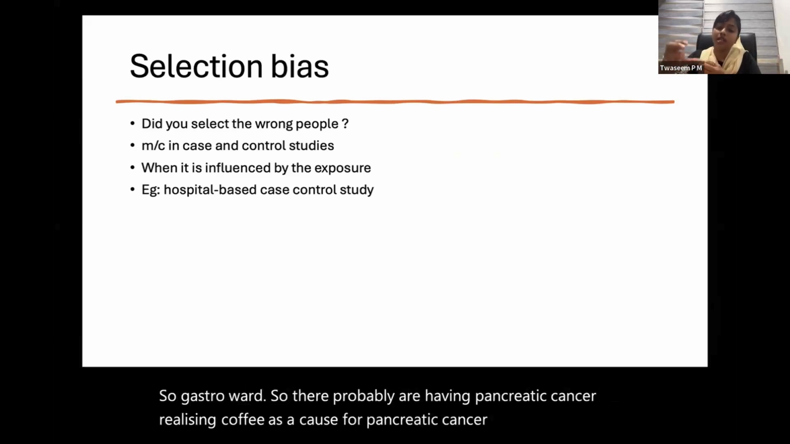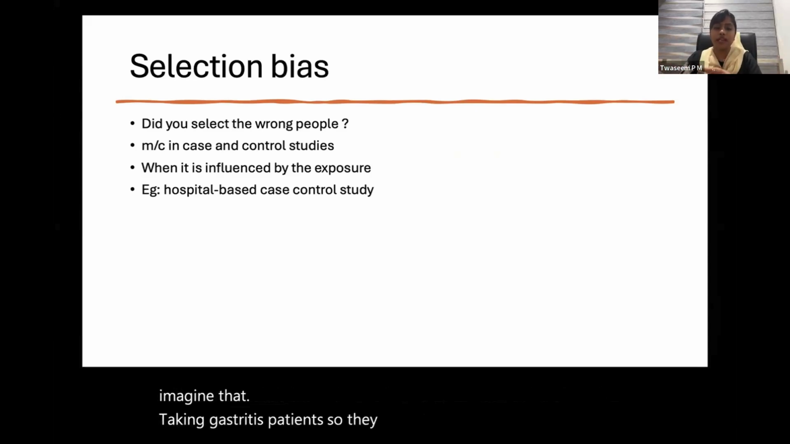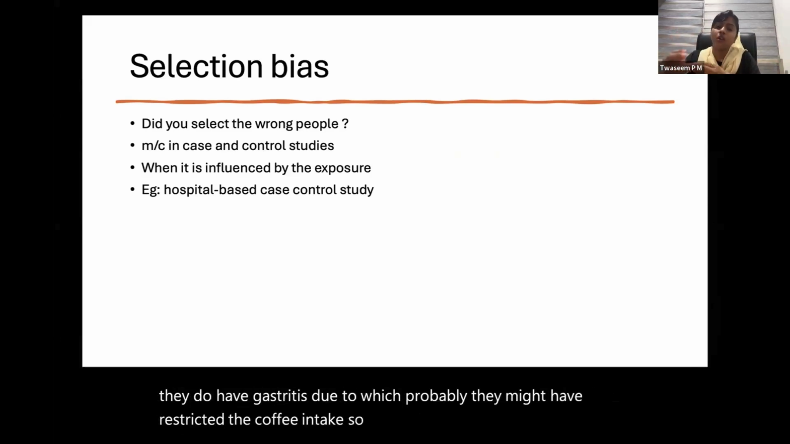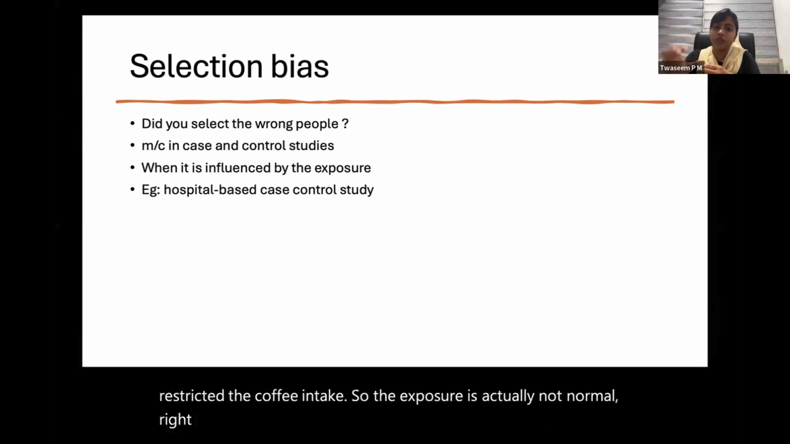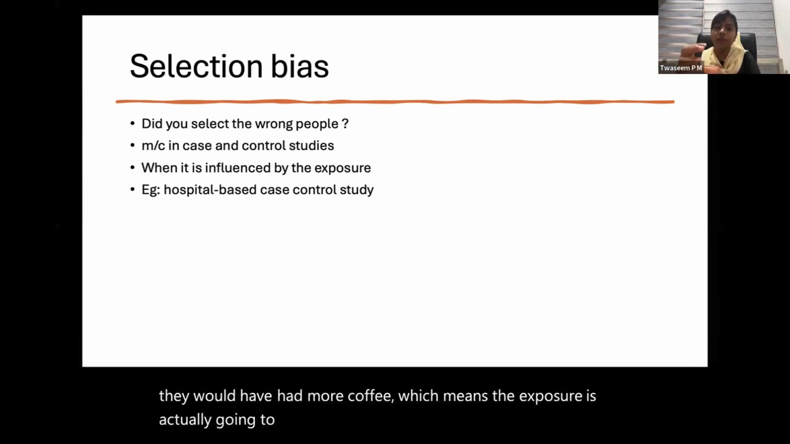And as controls, imagine that you're taking gastritis patients. They don't have pancreatic cancer, but they do have gastritis, due to which they might have restricted their coffee intake. So the exposure is actually not normal, right? Probably they've reduced the exposure to coffee. Normally they would have had more coffee, which means the exposure is actually going to vary between the groups.